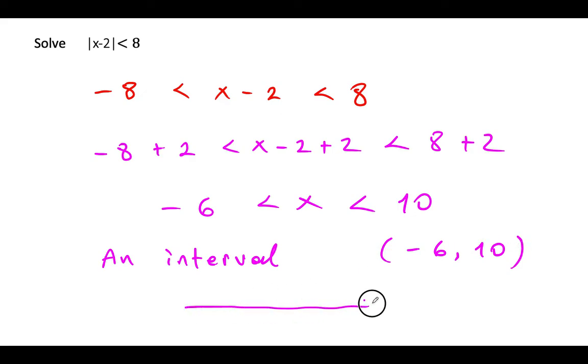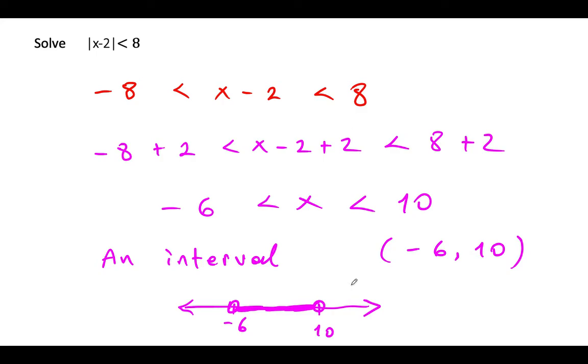If we want to graph this, if we want to show it on the number line, negative 6 is here, positive 10 is here, so it's open, and all the numbers between negative 6 and positive 10, but it does not include negative 6 and does not include positive 10.